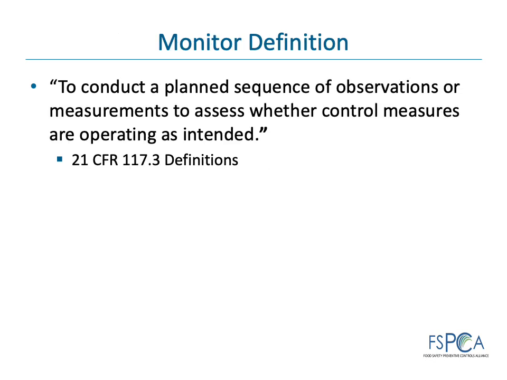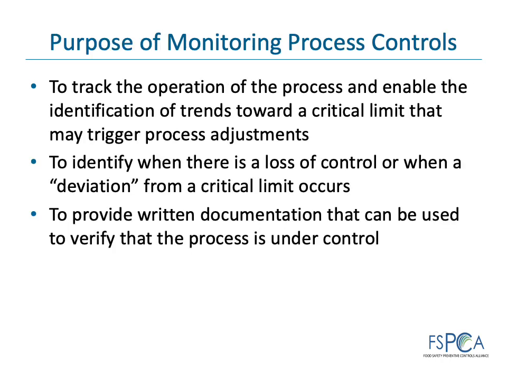Monitoring involves the selection of appropriate measurements or observations at a specified frequency to provide information to assess whether a control measure is operating as intended. In other words, to conduct a planned sequence of observations or measurements to assess whether control measures are operating as intended. The purpose of monitoring is to document that the minimum or maximum values, such as a critical limit, for a parameter have been met, thus ensuring the food safety hazard has been controlled.